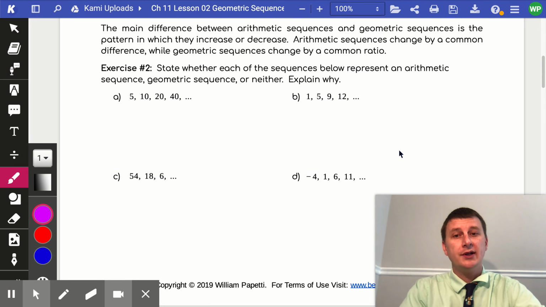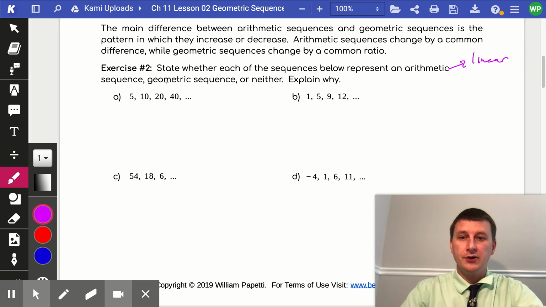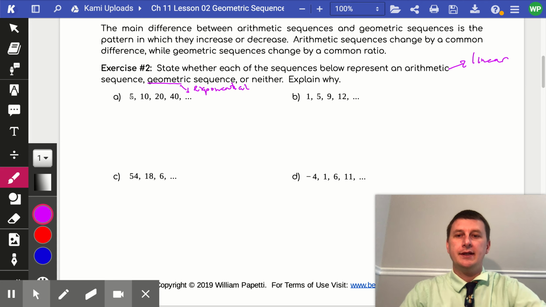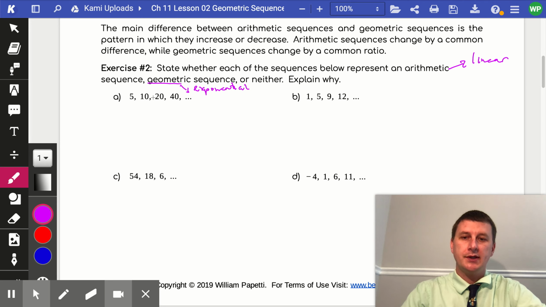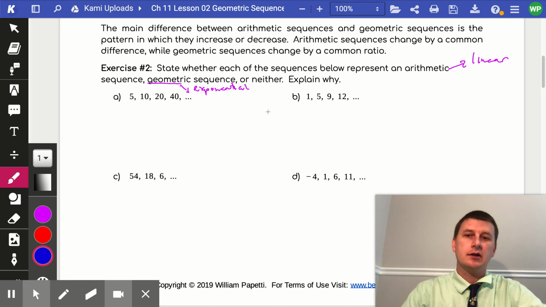So we're going to just state whether each of these sequences represents an arithmetic sequence or linear, a geometric sequence or exponential, or possibly we might see one that's neither, and explain why. So the first one we get is 5, 10, 20, 40. Take a look at that one and see if you can determine if you're adding, multiplying, or doing neither to get to the next term.